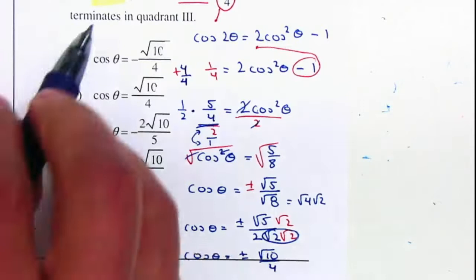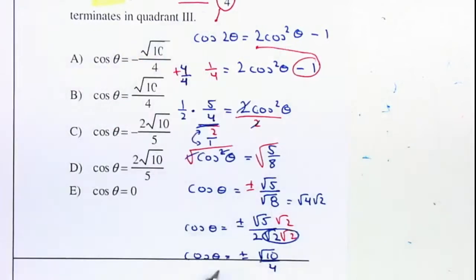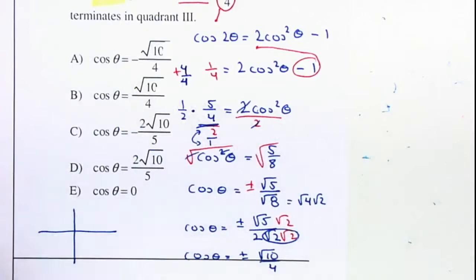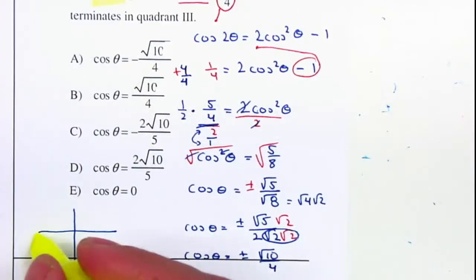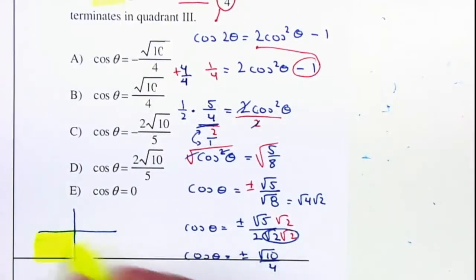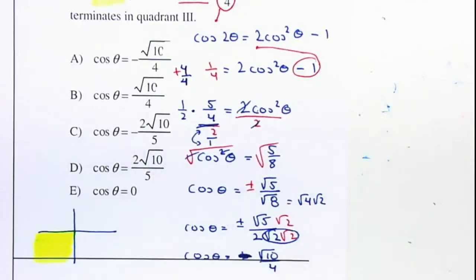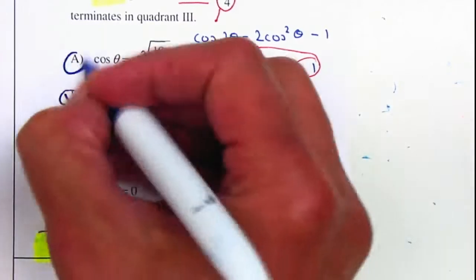Plus or minus. Since it tells me that the angle, and that's what we're looking for, the angle is on quadrant number 3, my cosine of this angle, we know it has to be negative. So therefore we're just going to keep the negative aspect of it, and your answer is letter A. Excuse me, letter A has to be negative.